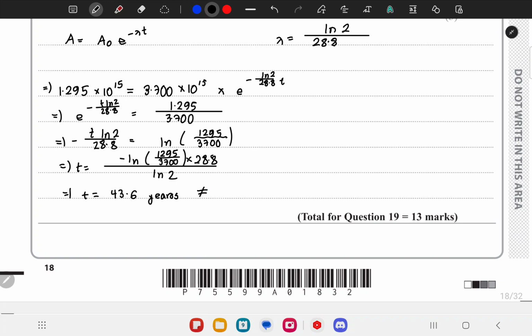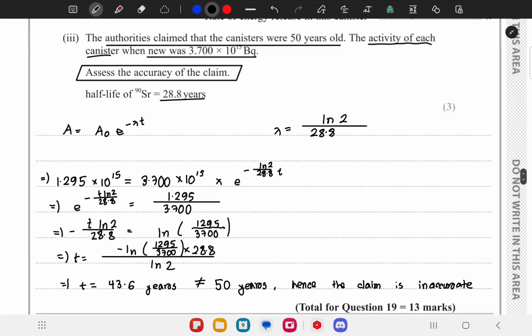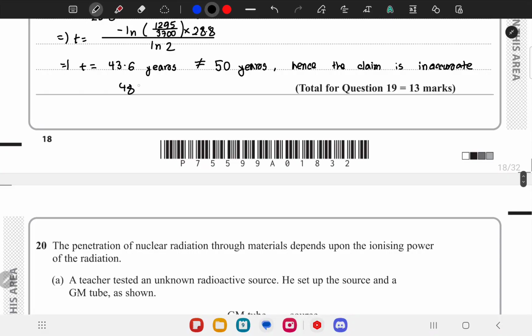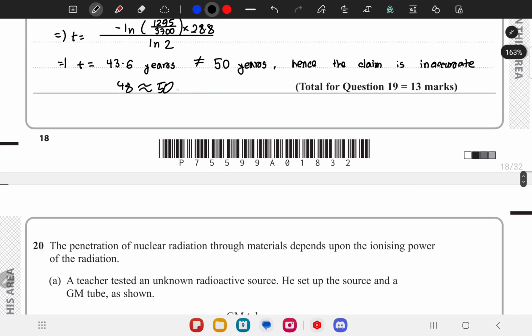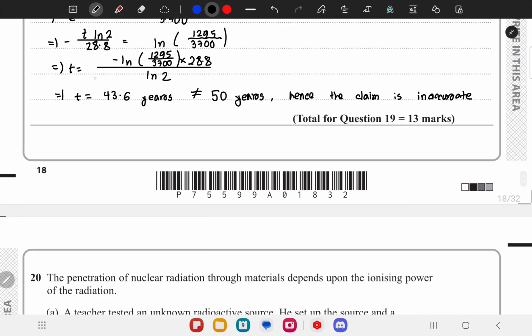So this is not equal to 50 years. Hence the claim is inaccurate. If our value rounded up to 50, we'd say that it's close, so the claim is correct. So for example, if we got 48 years, it would round up to 50 in one significant figure. So we could consider that to be correct or accurate. But for 43.6, if we round it to 1 SF, it will be 40. So this is not correct.